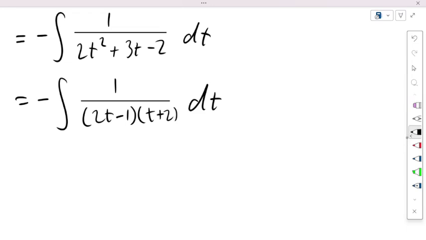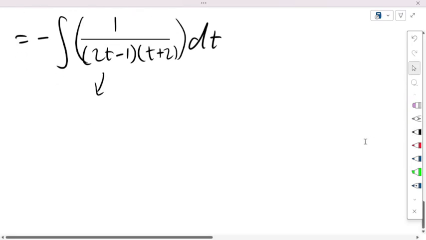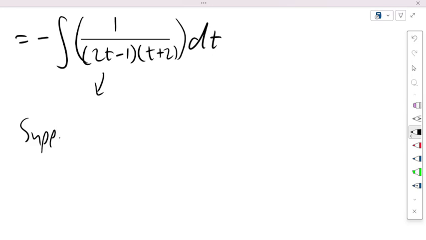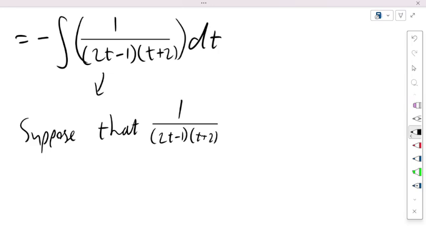Okay, so what we have is the following. We are going to take the integrand out, and we are actually going to suppose that 1 divided by 2t minus 1 times t plus 2 is equal to a over 2t minus 1 plus b over t plus 2.